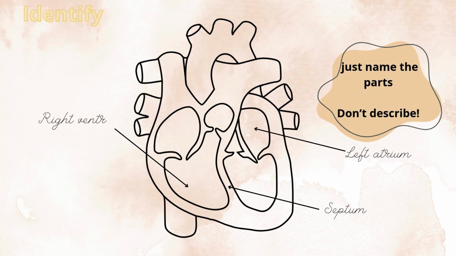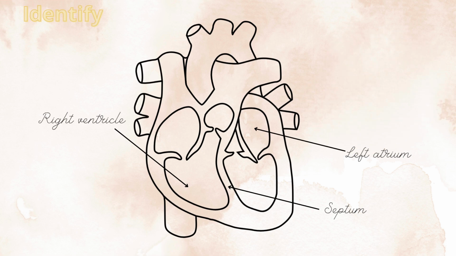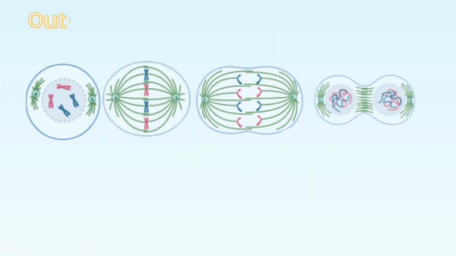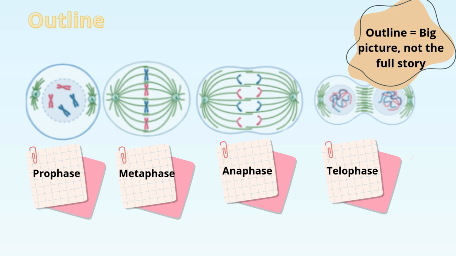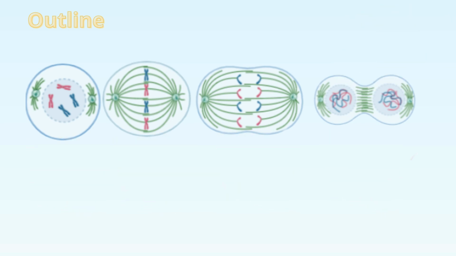Identify. It's to name or recognize. You just point something out. Spotting your friend in a blurry photo. Oh, that's Sarah. You just identified her. In science, for example, label the parts of the heart. Don't explain them, just identify. Outline. Give main points only, no deep detail. Example, outline the stages of mitosis. You don't write an essay, you list the key phases. Think headlines, not paragraphs, that's outlining.